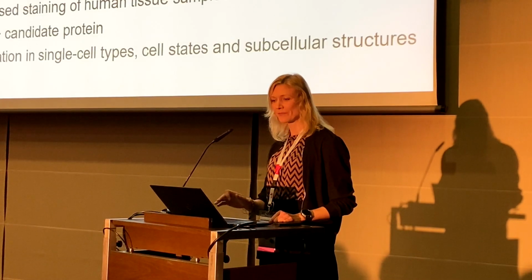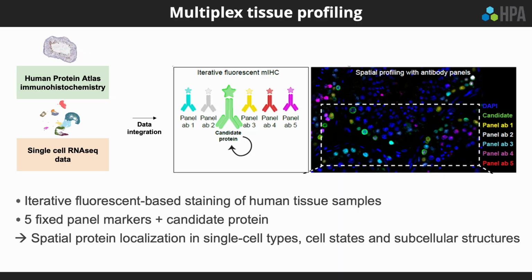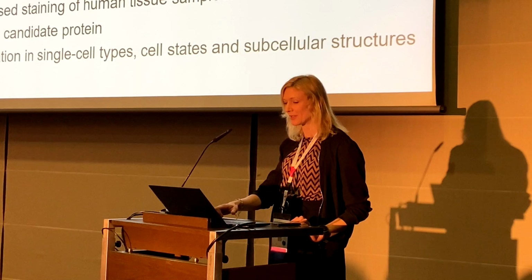And the way we have been doing that is that we used an iterative fluorescent-based workflow. So we used the fixed panel markers that were built upon single-cell RNA sequencing data, and then we replaced one marker in each run for the candidate protein that we want to investigate. And then we can look at overlap in expression with these fixed markers. And that then allows us to look at single cell types, but also subsets of cells and subcellular structures.